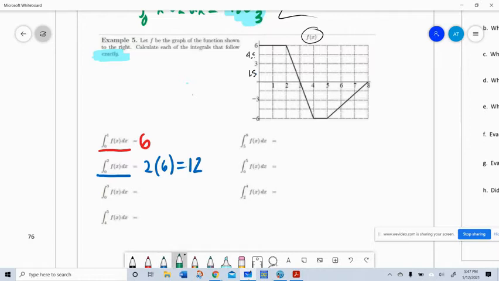So what about 3? The integral from 0 to 3, well, that's going to be this box that we had before, and then we're going to tack on this triangle, right? So we know we've got 12 from here. That's the blue portion, this first part that we did. And then we need to add on this little triangle right here. So its area is 1/2 base times height.